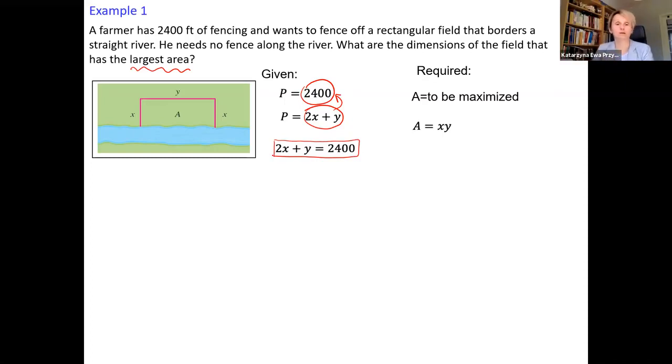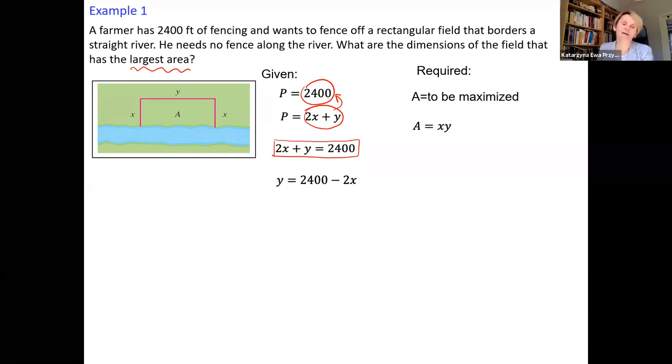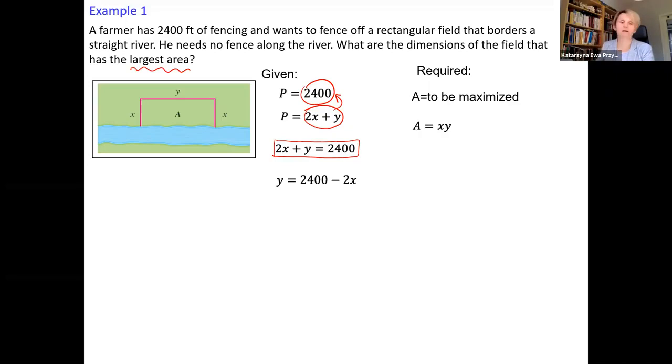We created this equation. But 2,400 was given, and we may solve this for y: 2,400 minus 2x. That's how y depends on x with respect to the restriction of 2,400 feet of fencing. We can take this and substitute instead of y. That's our function to be maximized. Of course, I can distribute to avoid the product: 2,400x minus 2x squared.